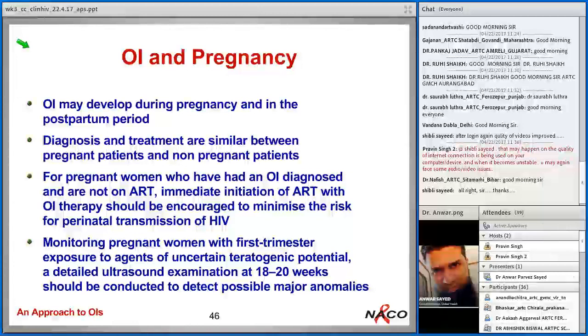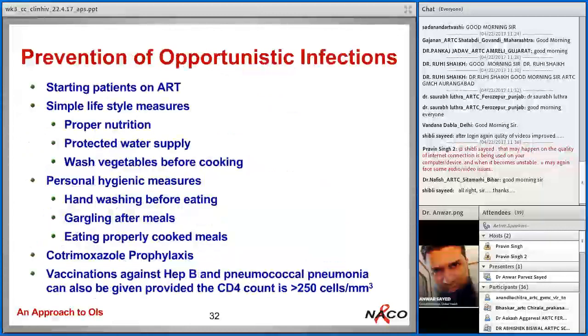And some of the drugs which we use for treatment of OIs may have teratogenic effects. So especially in the first trimester, clinicians should be careful in using these drugs. An ultrasound should be done regularly, especially at 18 to 20 weeks of gestation, where the organ development is almost complete. From there, a detailed ultrasound examination needs to be done to detect possible major abnormalities.